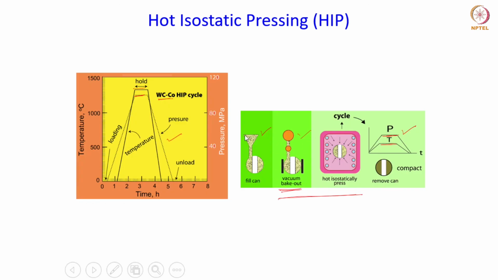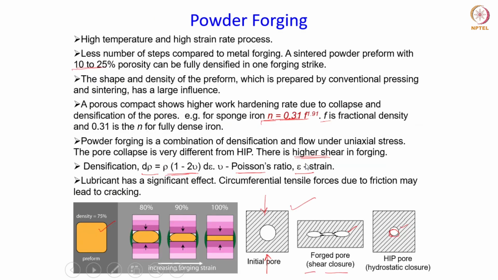Then we talked about the hepping cycle also, as to how the pressure and the temperature are applied during the process. And finally, we talked about the powder forging process, which is to subject a powder compact which is already preformed to the forging operation. And here, the densification can be achieved in a single strike of the forging die.